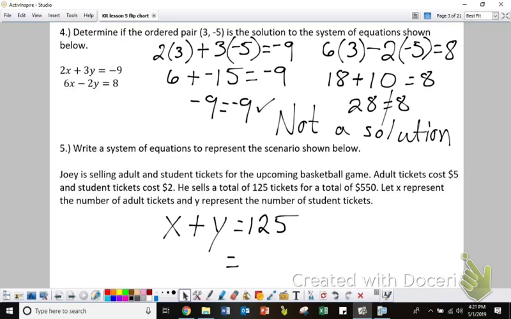So I know that the other thing I'm going to have, and if you want, you can always put the little dollar sign, is 550. It's got to equal $550. Well, they tell us that an adult ticket is $5, so I have $5 per adult ticket, plus I have $2 for every student ticket. And there you go. They're not asking you to solve it or anything. It's just writing the equations. That's all we're doing here.